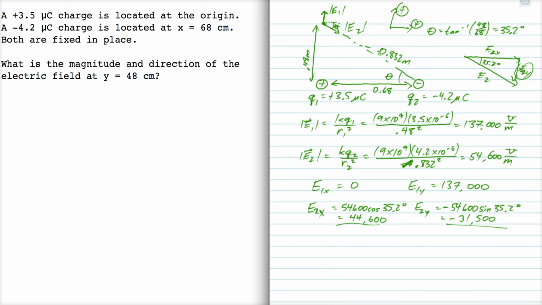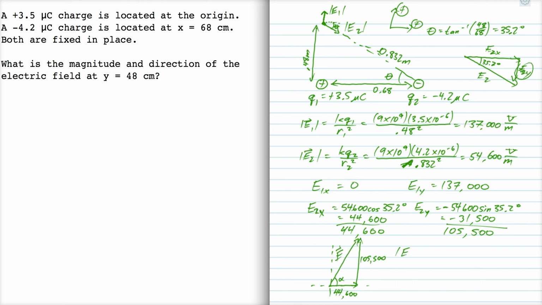So if I add up the x components, they add up to 44,600. If I add up the y components, they add up to 105,500. And now I need to reconstruct my final vector. The x component of the final vector is positive 44,600. The y component is positive 105,500. So there's going to be our resultant vector with some angle alpha here, or resultant E, I guess.